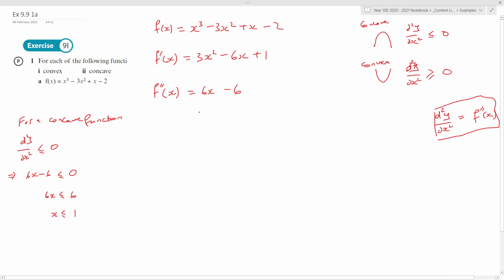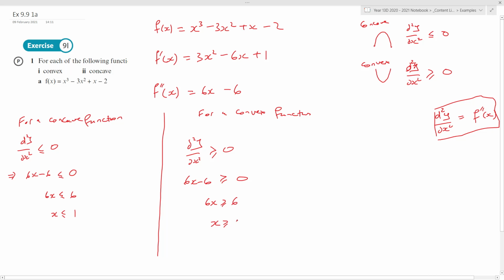And for a convex function, the second derivative, d2y over dx squared, is going to be greater than or equal to 0. Okay, so that's our convex. Its gradient is increasing over that interval. So that means 6x minus 6 is going to be greater than or equal to 0. And we solve. 6x is greater than or equal to 6, and so x is greater than or equal to 1.